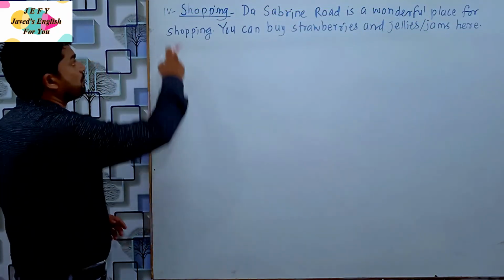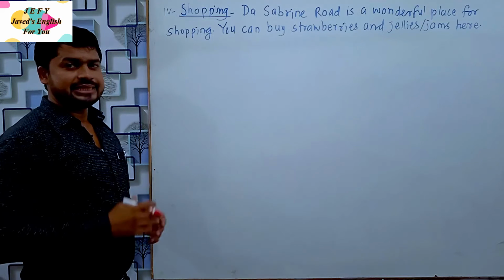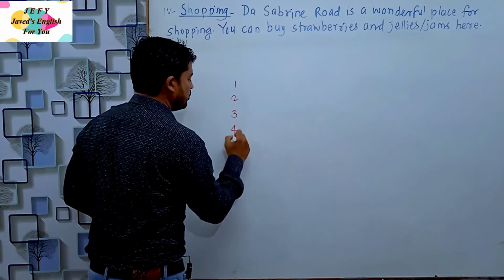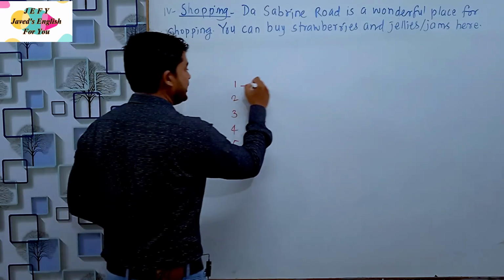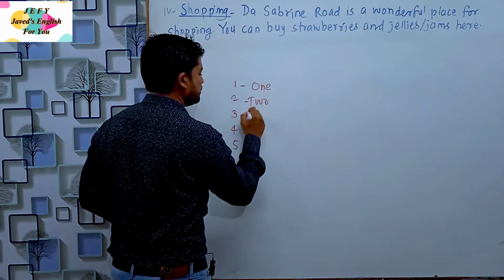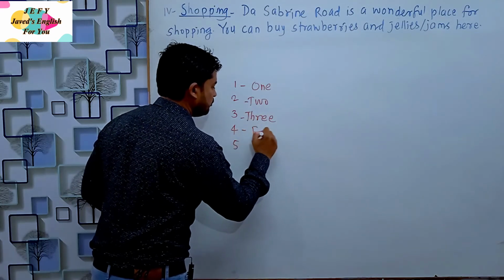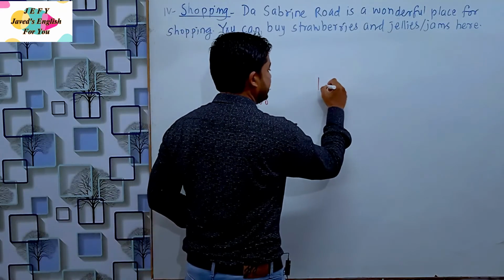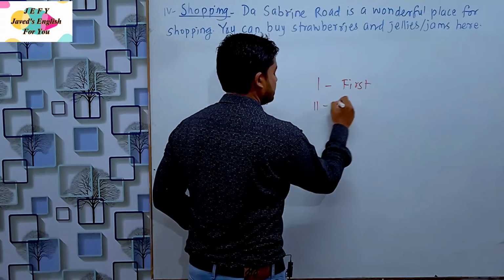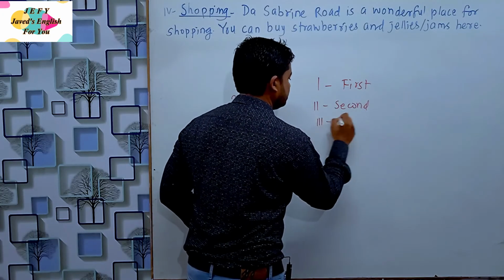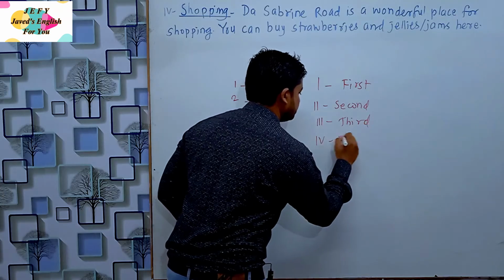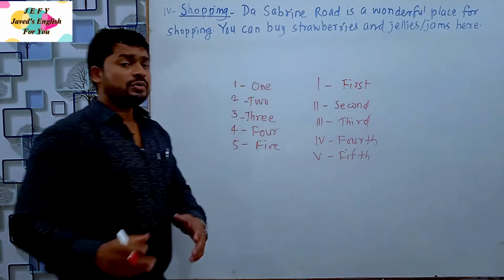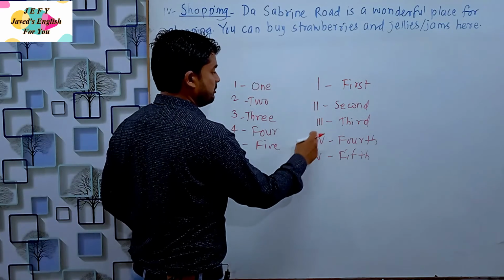Now point number 4 or fourth, let's clear this concept. When you write English numbers 1, 2, 3, 4, 5, how do you read them? You read them like 1, 2, 3, 4 and 5. But when you write Latin numbers, how do you read them? First, second, third, fourth and fifth. Okay, you cannot read these numbers like 1, 2, 3, 4, 5.